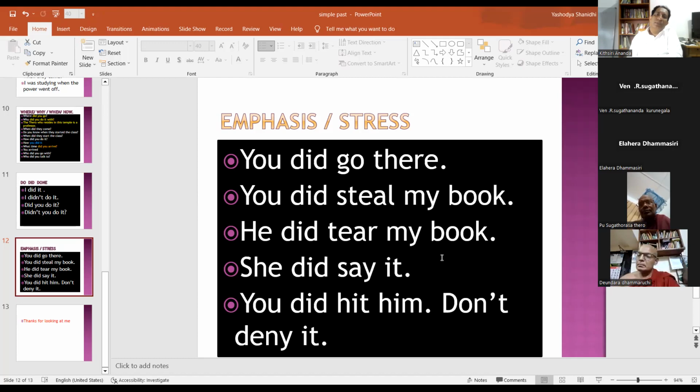Right. So these are the things that we should learn related to the simple past tense. So if you have any question regarding the things that we've been discussing, we can discuss them further.